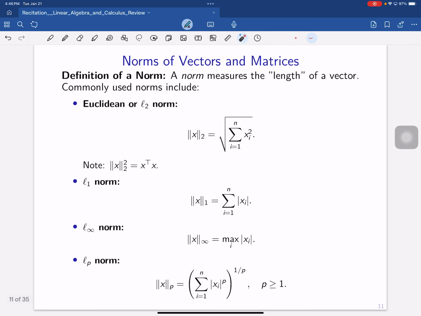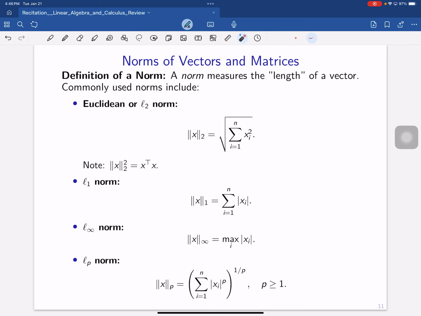Okay, so another concept I found not every student knew from last time I taught this class is called the norms of vectors and matrices, right? So just a quick review. If you have a vector, what does the norm mean? Intuitively, you can think about the norm as a way of measuring the length of the vector, right?